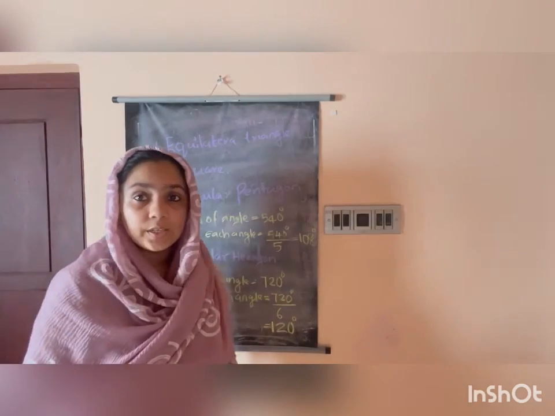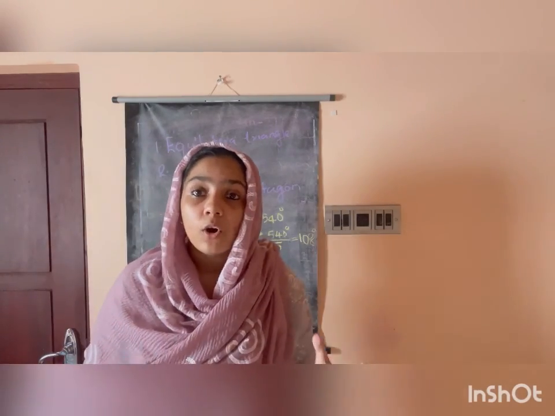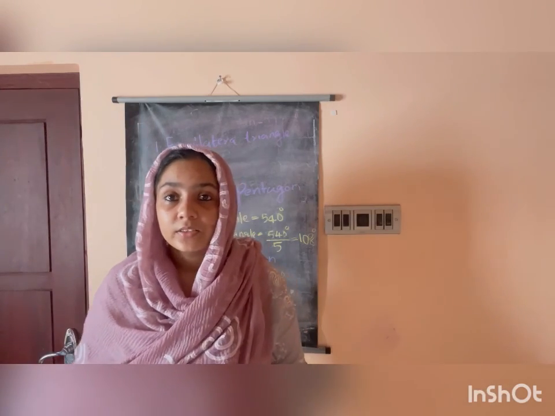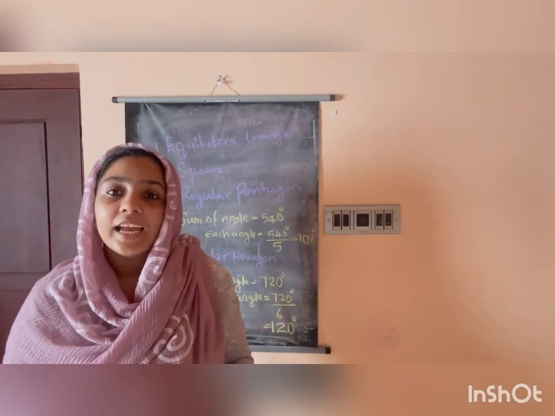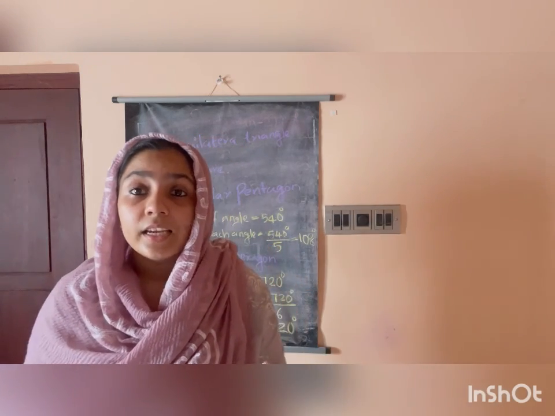Okay, it's 120 degree. Then what can we commonly call it when talking about a regular polygon? How can we say it? Yes, a regular polygon is a polygon with equal sides and equal angles. A polygon with equal sides and equal angles, we can call a regular polygon. Understood? All clear with the concept?